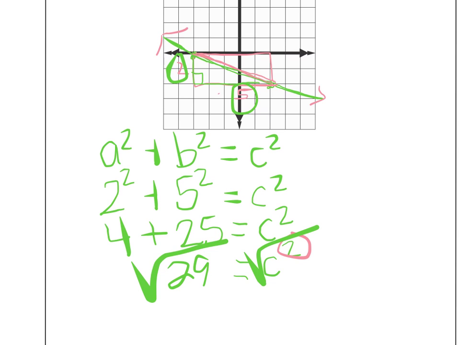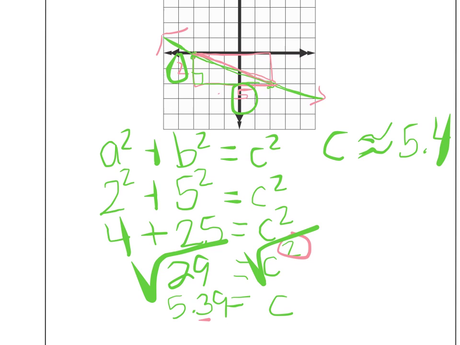So it turns out to be about 5.39. I had to round that. It said round to the nearest tenth. 3 is the tenths place. So C would equal approximately, again I should put approximately, 5.4. So the length between those 2 points is approximately 5.4.